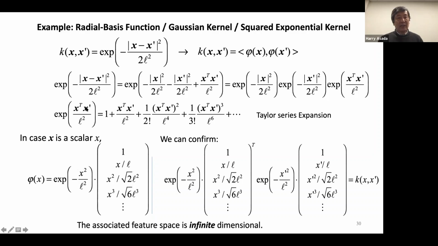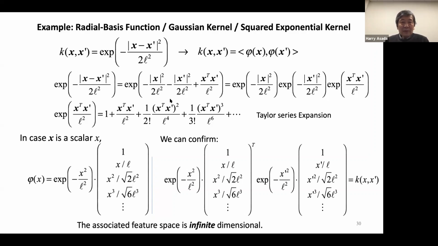As you take the inner product, it becomes a scalar quantity. So you can expand it this way, right? First one, x transpose x prime, and the next one 1/2 factorial, x transpose x prime squared, and then add the third, and then actually expand it this way. This is nothing but the Taylor series expansion.